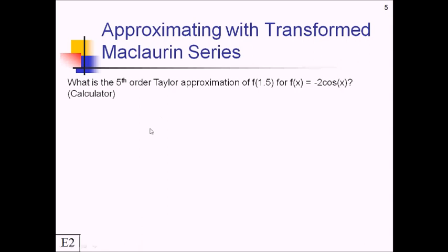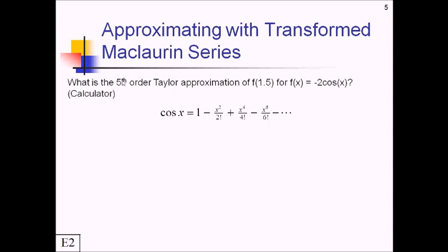All right, so cosine, let's write out the original series. That's going to be 1 minus x squared over 2 factorial plus x to the 4th over 4 factorial. And let's just go out one more just to be on the safe side. So minus x to the 6th over 6 factorial.